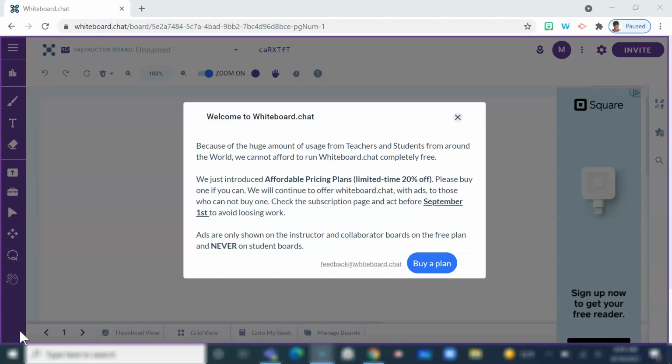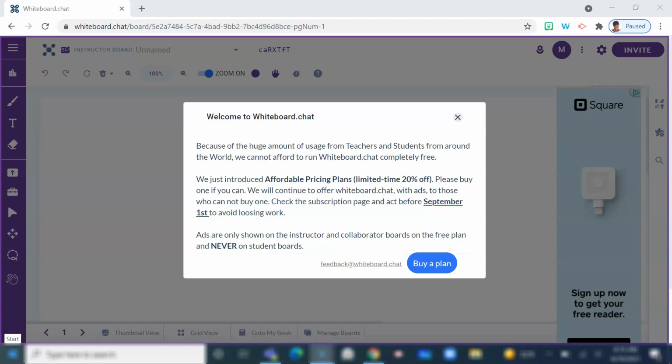Well, here it is, another big announcement. I had a feeling that this one was coming because for a little over a year, Whiteboard.Chat has been free to all users with unlimited access, and educators from around the world have been enjoying this great online tool. And as the creators have always promised, it will continue to be free, however, with limited access. And unfortunately, you'll see more ads on the instructors board. So if you want to get rid of those ads, consider buying a plan.